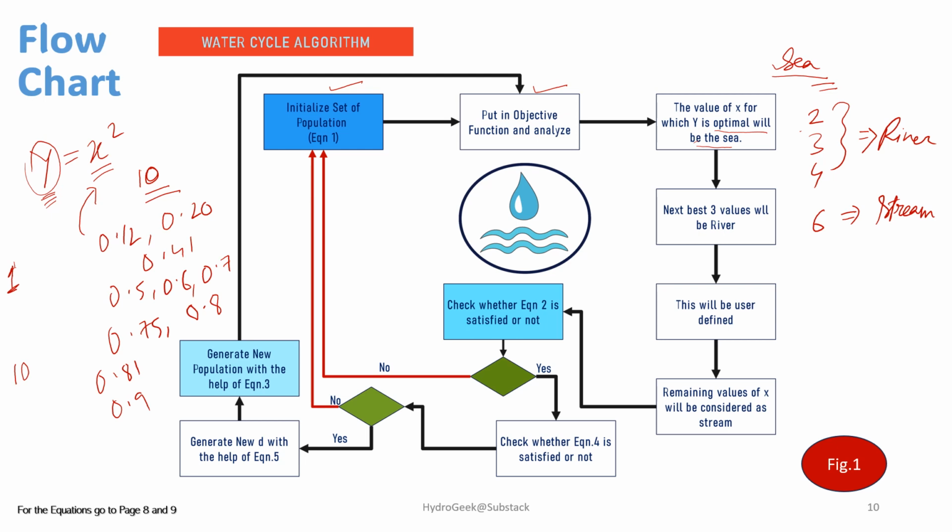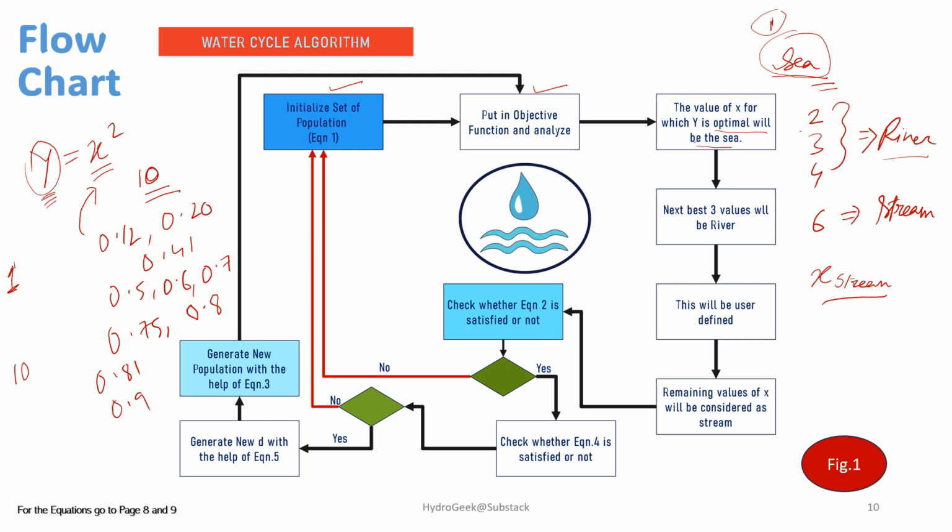Now what is equation 2? Equation 2 indicates the total number of x that can be generated as stream. Although the number of x that can be referred to as river is user defined, you and I who are using this algorithm will determine how many rivers we can use. And C will always be 1 because the position of optimal y will always be 1.